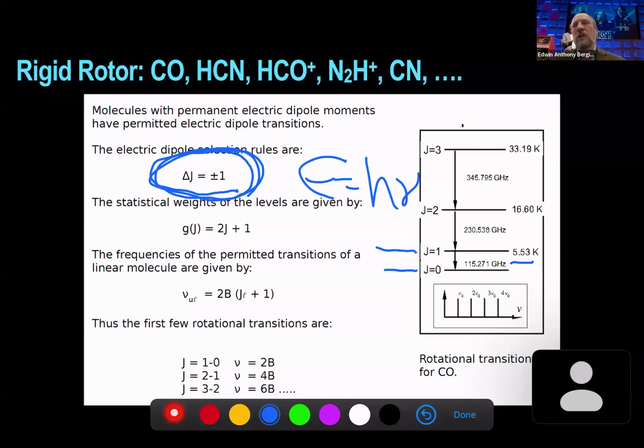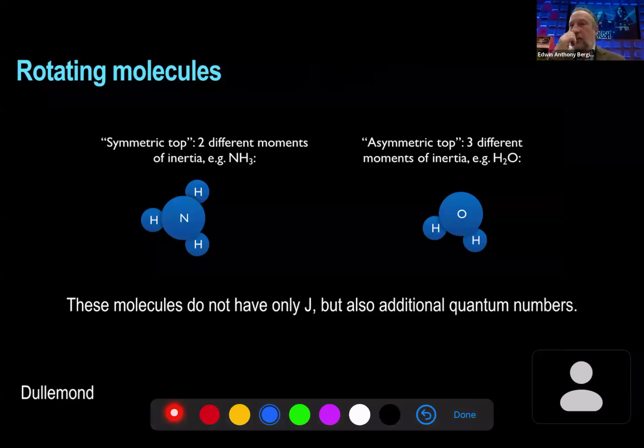And again, I'm going through this in a short period of time. This is like information overload, I get it. But it's all here in the slides, and you can always go back to it at any time in your career. Now, that's the rigid rotor.